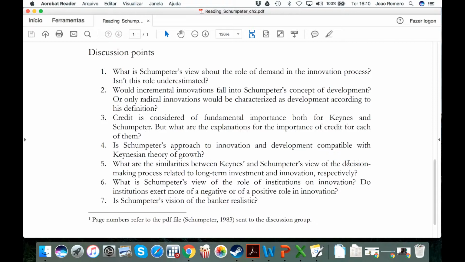So the first question that I propose is, of course, trying to combine these Keynesian and Schumpeterian approaches. Discuss what is Schumpeter's view about the role of demand in the innovation process. He talks a little bit about that in chapter 2, but quickly dismisses the possibility of demand having a considerable impact on innovation. So doesn't he underestimate this role a little bit? And I would like to hear what you think about this provocation, I would say.